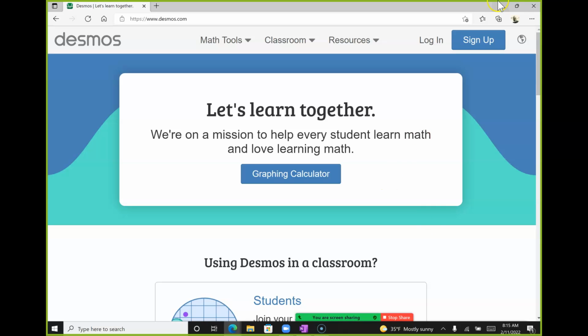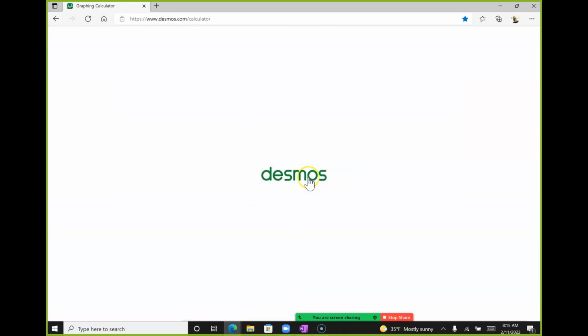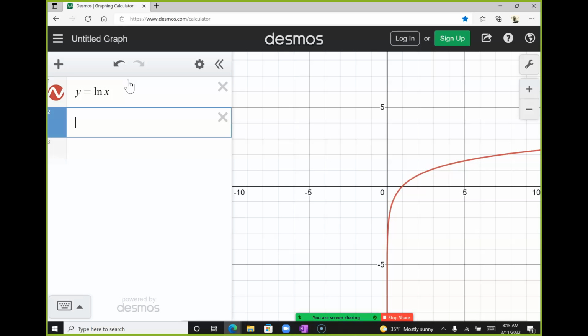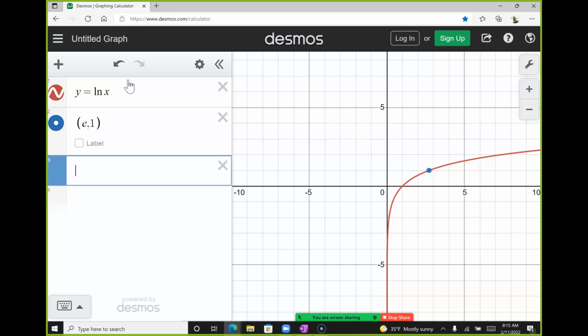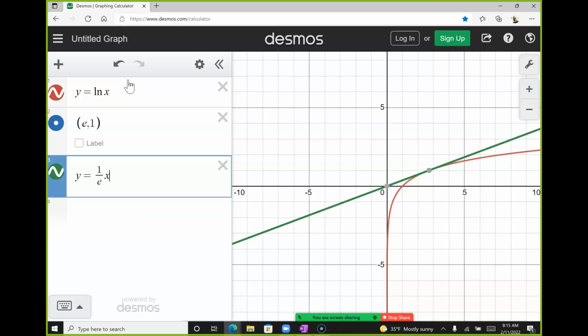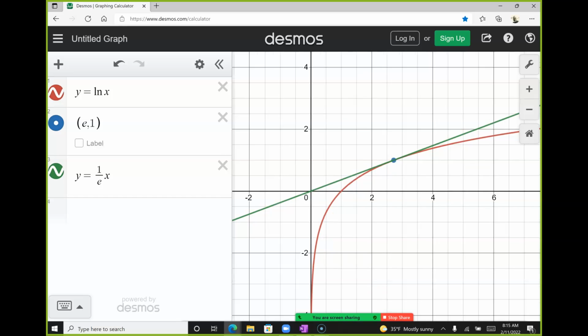Isn't the point ln of e just 1? Yes. So y equals ln of x. We had the point e comma 1, and our tangent line was y equals 1 over e times x. Boom! I love it.